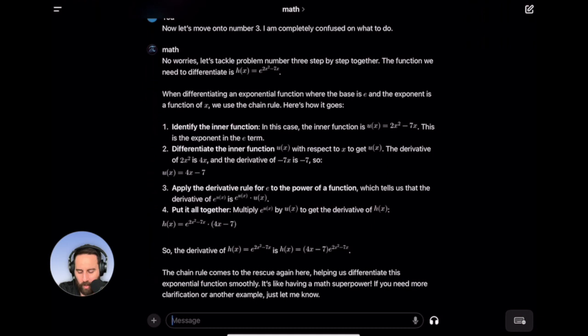Easy. Apply the derivative rule for e to the power of a function, which tells us that the derivative of e to the u of x is e to the u of x times the derivative of that function. So it's e raised to that same power times the derivative of that exponent. Okay, put it all together, multiply e to the u of x by u prime of x to get the derivative of h of x.